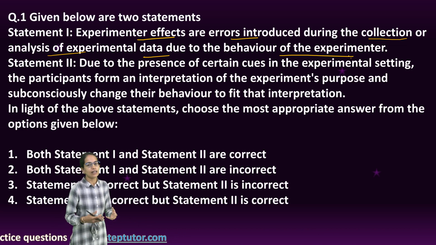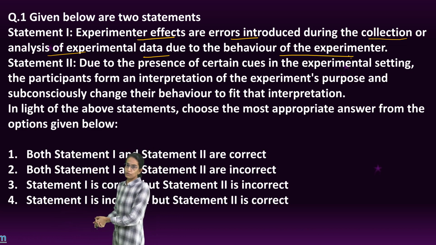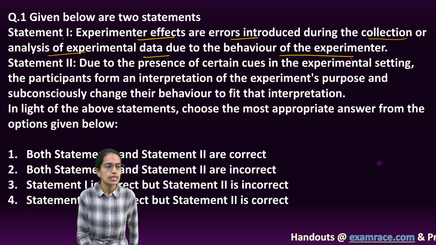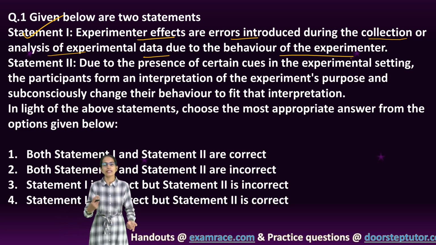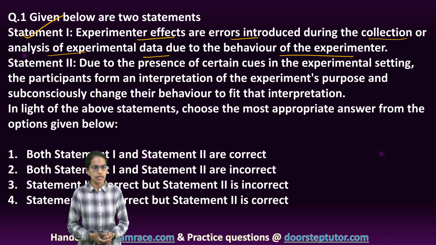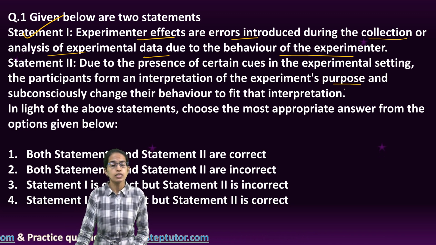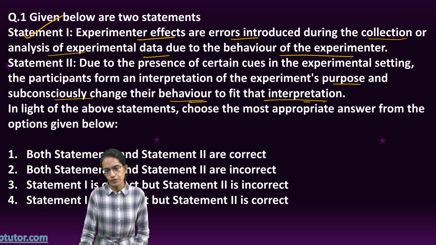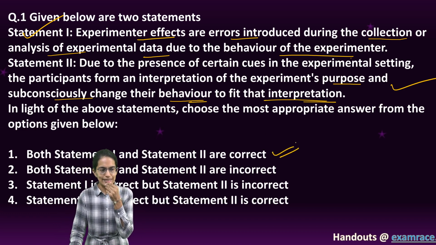Definitely correct. Since there is an experimenter, the analysis and the collection can be flawed, and as a result there can be experimental defects. So this statement is definitely correct. Now the second is: due to the presence of certain cues in experimental setting, the participants form an interpretation of the experiment's purpose and subconsciously change their behavior to fit that interpretation. That's again correct. So both the statements are correct here.